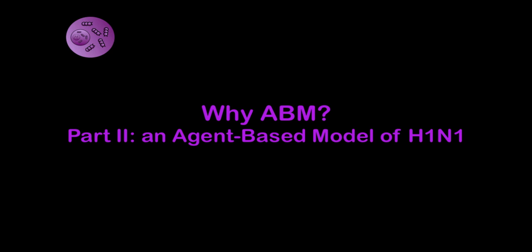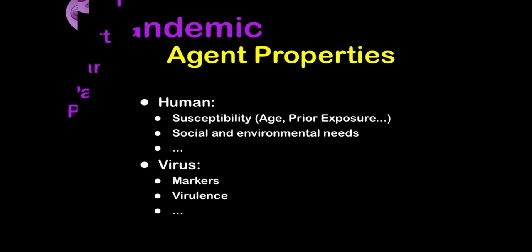And in this screencast, we're going to follow the previous one, and we're going to look at a specific agent-based model to get a better understanding of how we can use ABM to explore complex natural and social systems. So what are the kinds of properties that we might be interested in, the qualities of these individual agents that we might want to represent in the model?